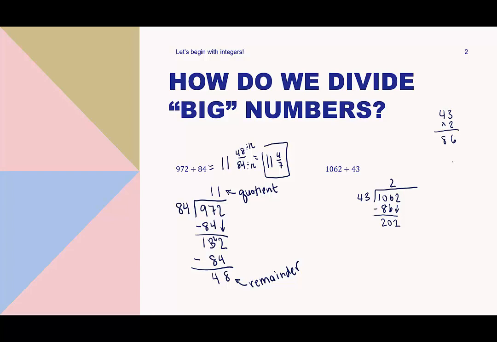43 goes into 202. Gosh, I think 5 is going to be too big, so let's look at 4. It's 172. That looks good. Okay, I buy that. And we put the 4 there. And then again, we take the 4 and multiply it by 43, which gives me 172. When I go to subtract, I have 30. So 30 is my remainder. And I would say that 1062 divided by 43 is 24, the quotient, with a remainder of 30, which we put over 43.